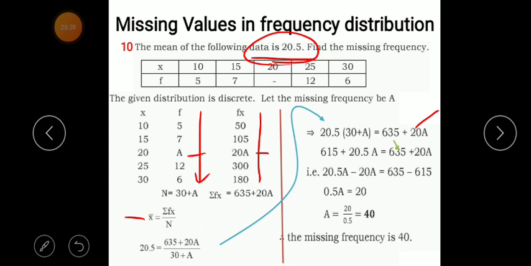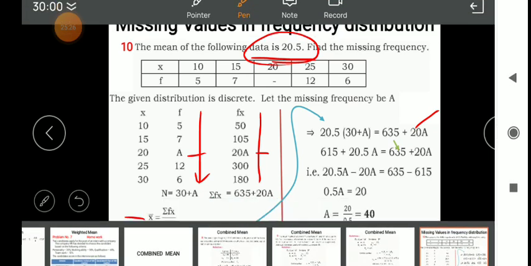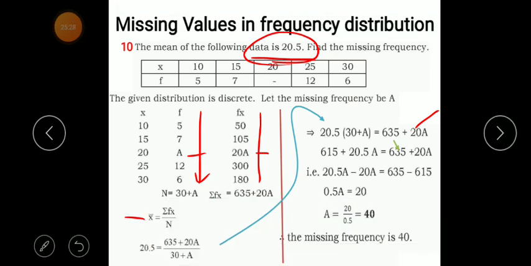Once that is done, I'm just opening up this bracket. Always keep this as a bracket because this is a full number. 30 plus a is a whole number, so I'm putting it as a bracket. So now I'm opening up this bracket: 20.5 multiplied by 30 plus 20.5 multiplied by a. Why plus? Because plus into plus is plus. 20.5 multiplied by plus 30 is 615, plus 20.5 multiplied by plus a is plus 20.5a. So this is equal to 635 plus 20a.